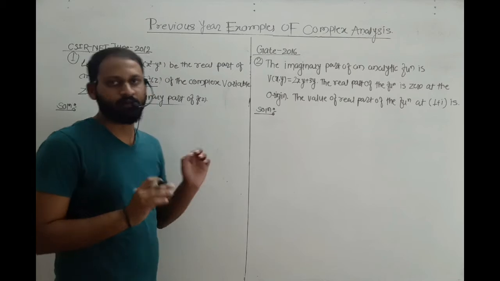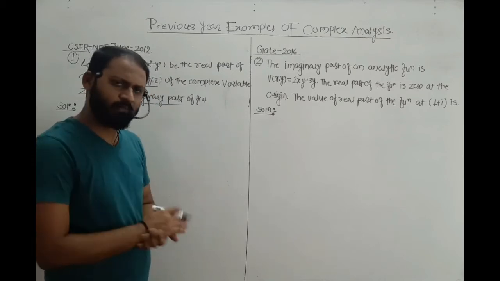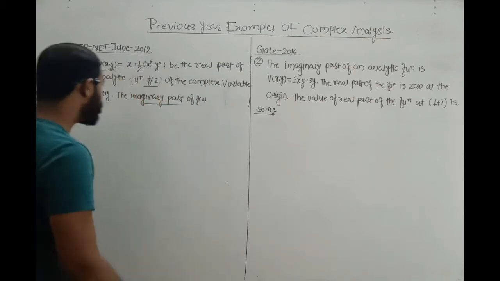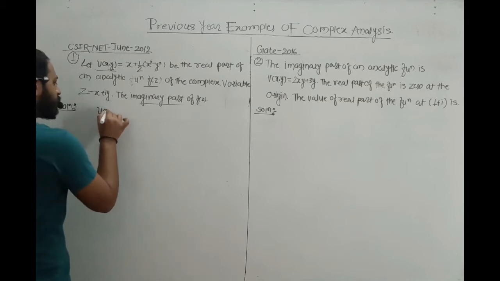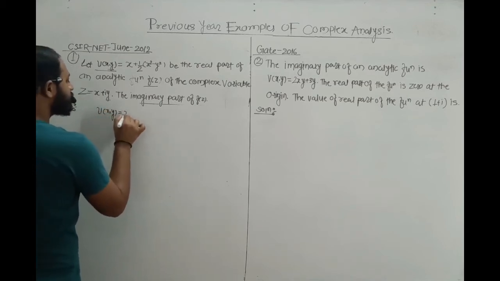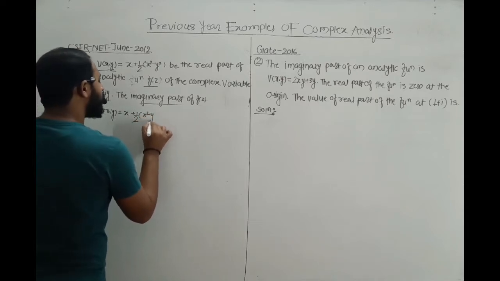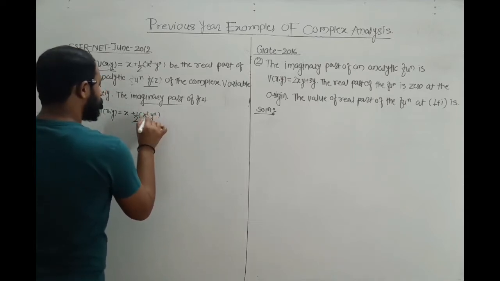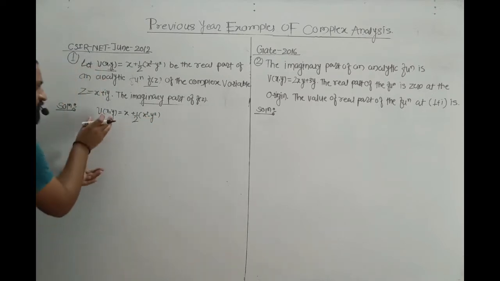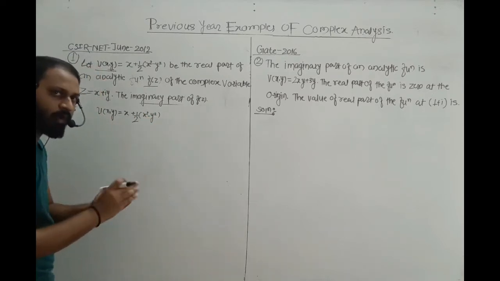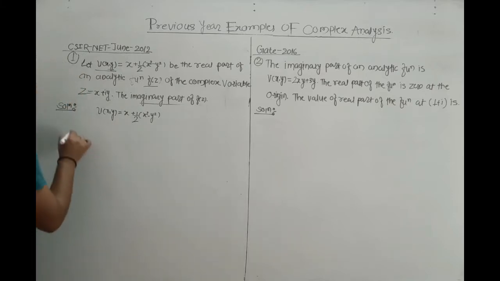देखिए क्या दिया है, रियल पार्ट फाइंड आउट कर क्या है, इमेजिनरी पार्ट। Just apply your rule. u of xy is given, that is x plus half times x square minus y square. This is your real part. Now differentiate this real part with respect to x and y partially. That's why dou u by dou x. I am deriving the real part with respect to x.